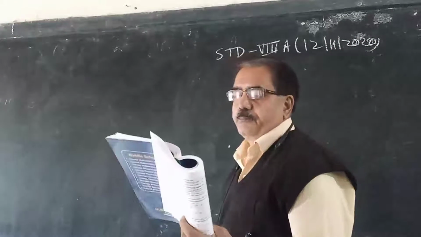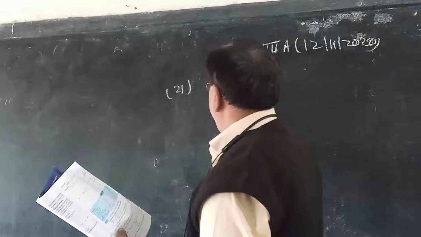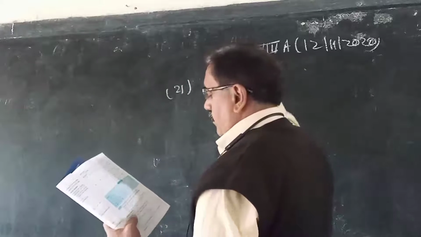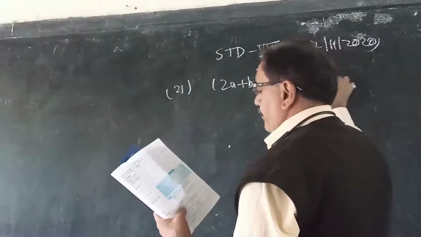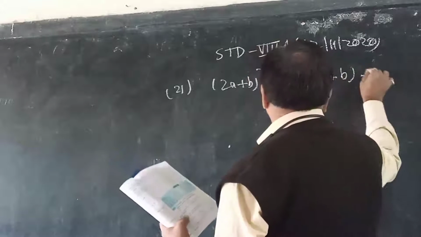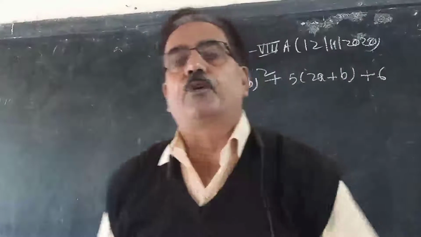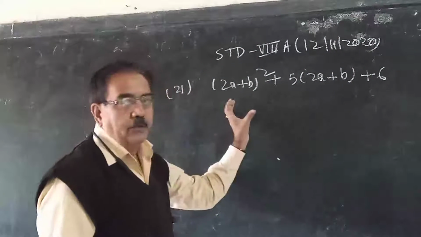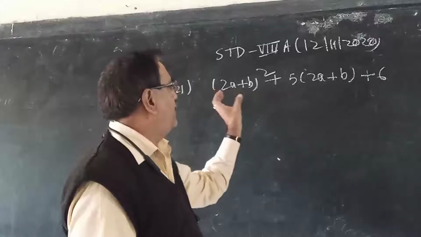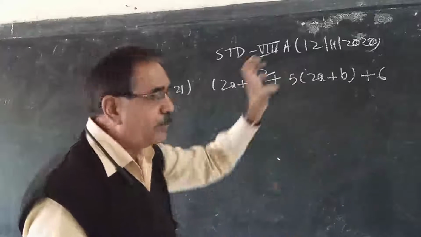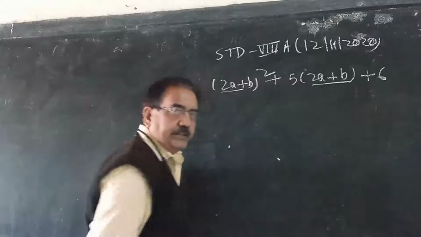So first question today: (2a + b) whole square + 5(2a + b) + 6. No different rule is there, the same rule we have to apply. But if you are very good in math, you can solve directly. If you have a little bit of problem, then you can suppose it. What will we suppose? See here, 2a + b, 2a + b, both sides.